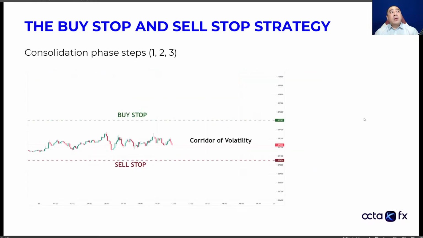Okay, right. So the buy stop and sell stop, we want to focus on the range itself. Remember the consolidation phase. That way we can identify the buy stop and the sell stop range. So what happens is price is kind of in the middle, and you want to create a buy stop above the current market price, a sell stop below the current market price.